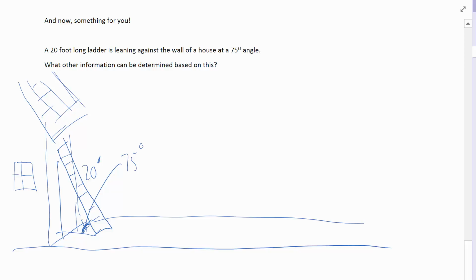What other information can be determined based on this? Let's assume, just for the sake of this question, that the ground and the house are meeting right here at a 90-degree angle, kind of your standard thing. House coming out of the ground at a right angle. I know, it's crazy. Get all the other information that you possibly can about this ladder and its leaning against the house.